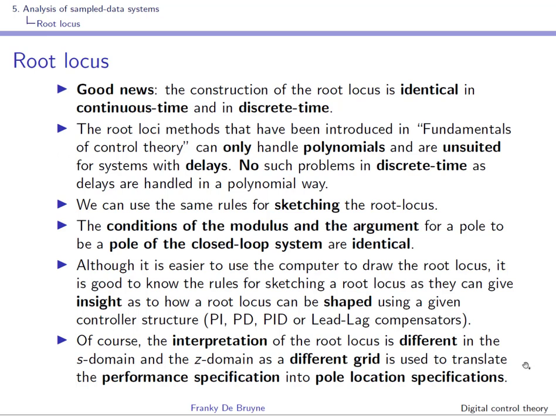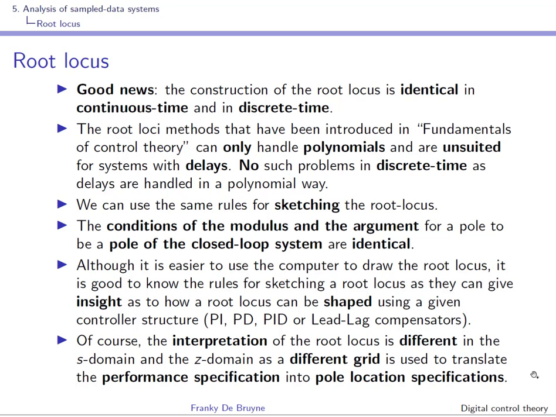You can use the same rules as the ones that you used last year for discrete time systems, and also the conditions on the modulus and the argument for a pole to be a pole of the closed loop system are identical. Although it is easier to use the computer to draw the root locus, it's always a good idea to know these rules for sketching the root locus, because they give you an insight as to how the root locus can be shaped using a given controller structure: PI, PID, lead-lag compensator, and so on.